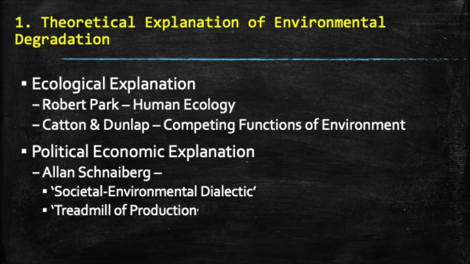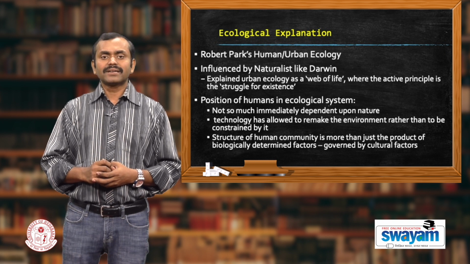When we see theoretical explanations of environmental degradation, we find that there are 2 broad approaches in environmental sociology: the ecological explanation and the political economic explanation. With regard to ecological explanation, we will discuss Robert Park's urban ecology or human ecology, and Dunlap and Catton's competing functions of environment. And with regard to the political economic explanation of environmental degradation, we will discuss Allan Schnaiberg's treadmill of production theory. Okay, so let us begin with the ecological explanation of environmental degradation.